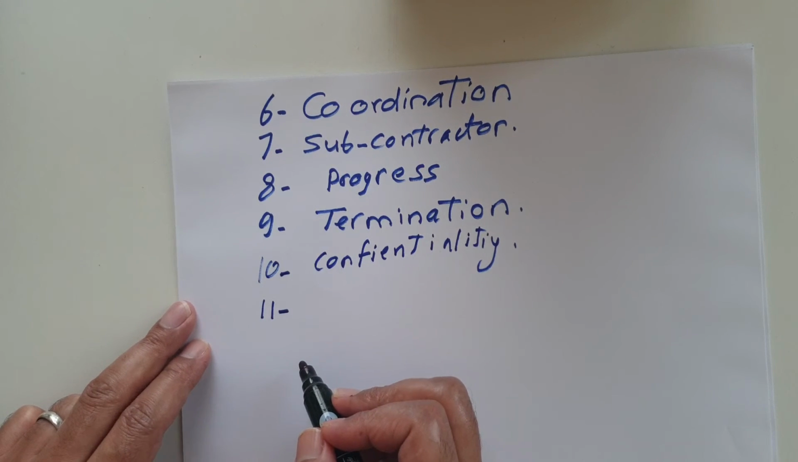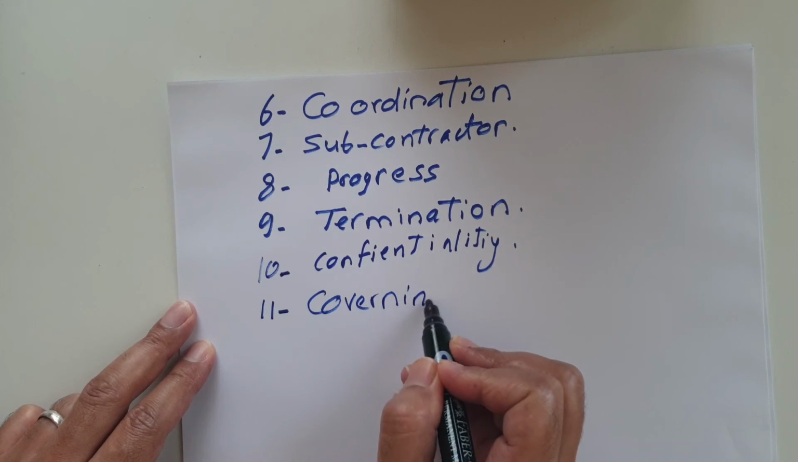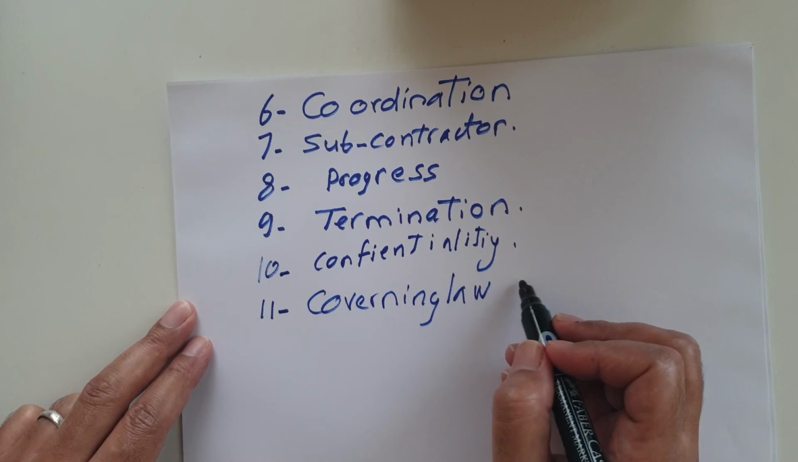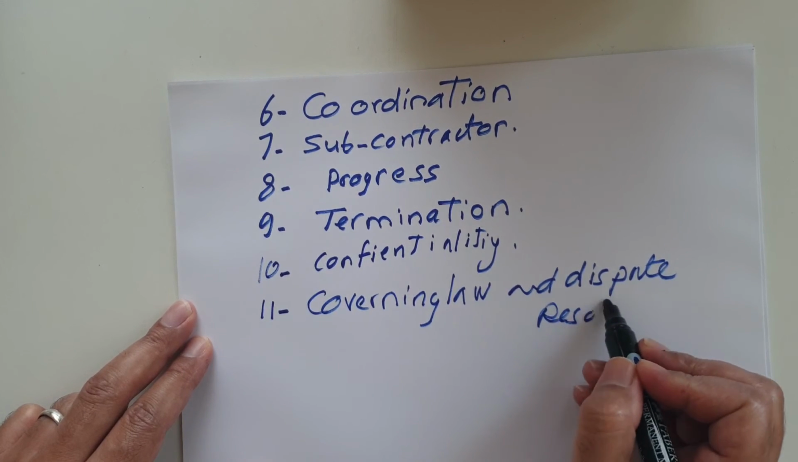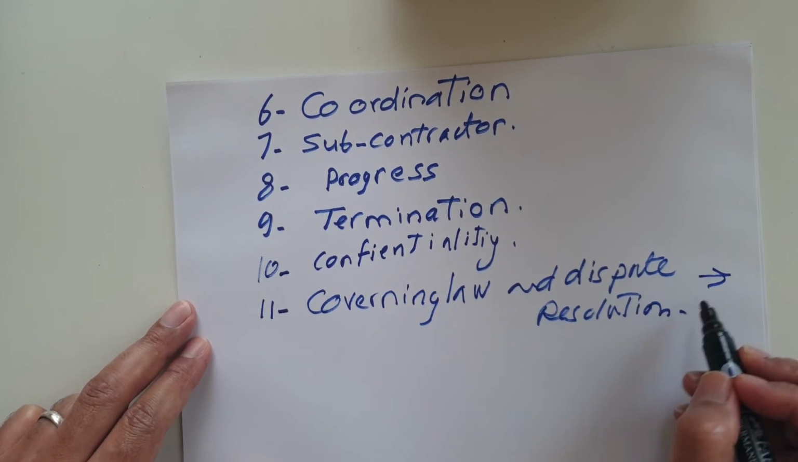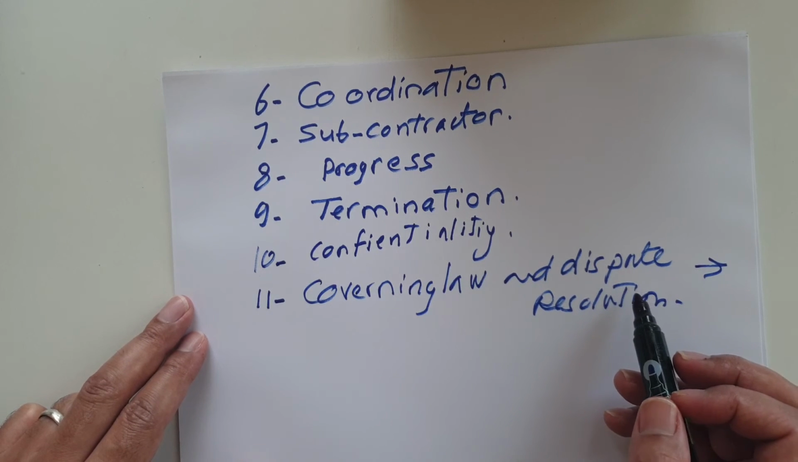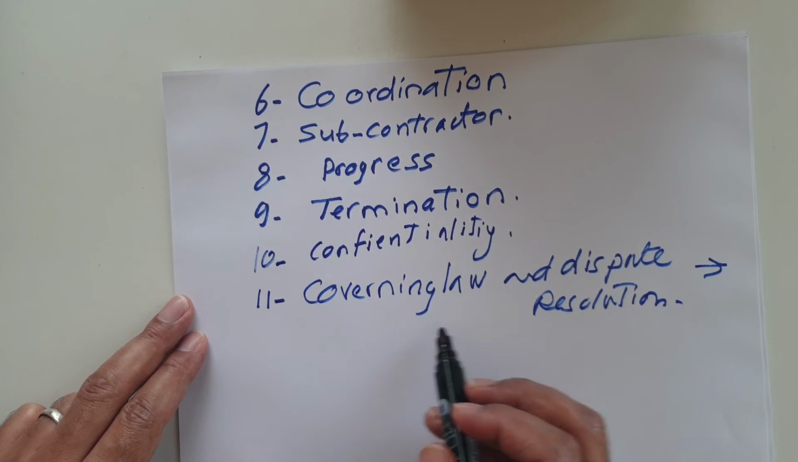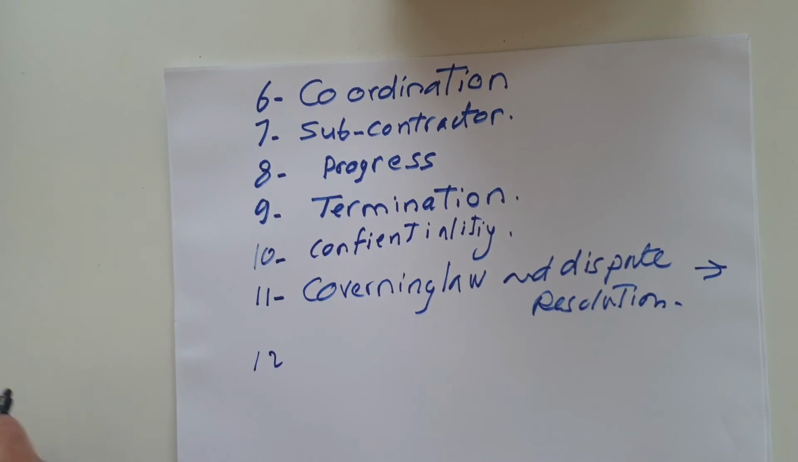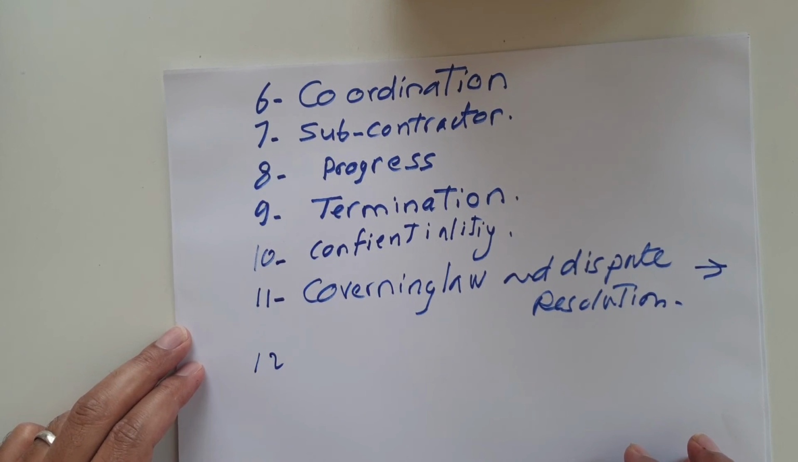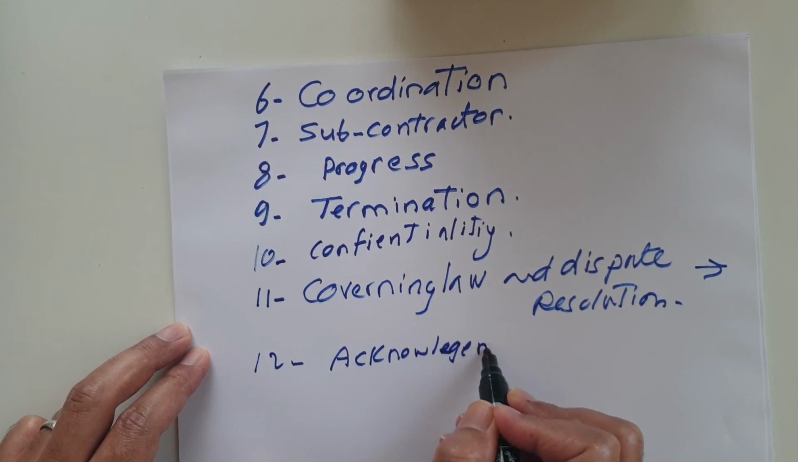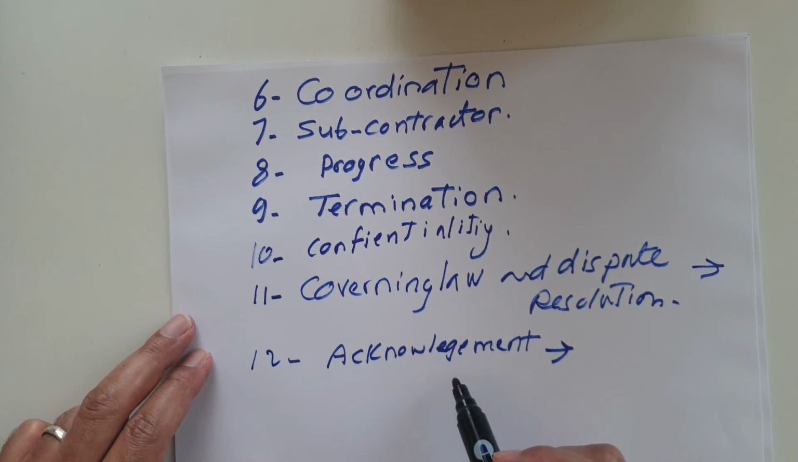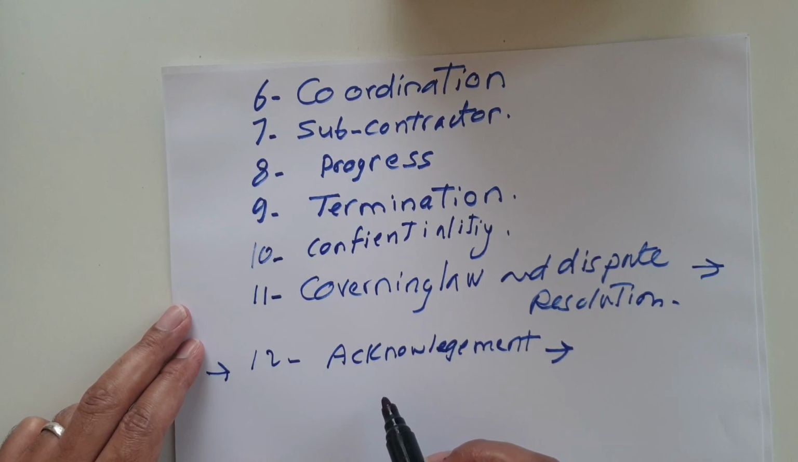Number 11 is governing law and dispute resolution. Dispute resolution, meaning in case of any problem or any dispute happening between the employer and the main contractor, what is the governing law? It should be responsible for solving this dispute. This is number 11. And finally, number 12 is acknowledgement. And this is mentioned as approved by the main contractor. It should be a reply to the letter of award.